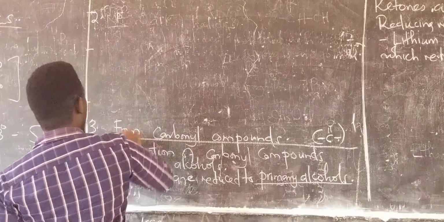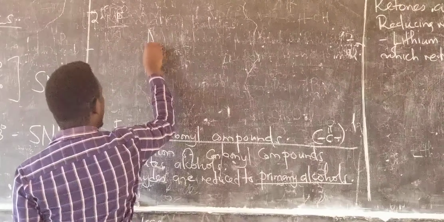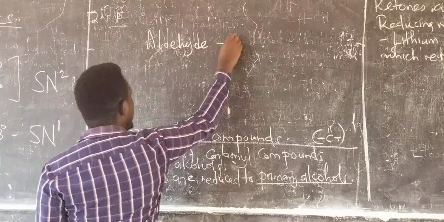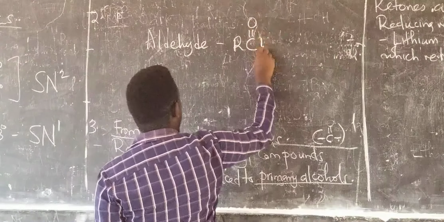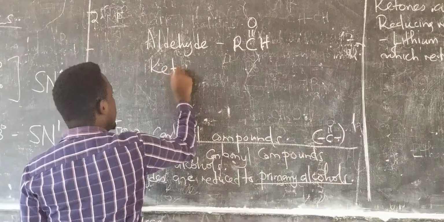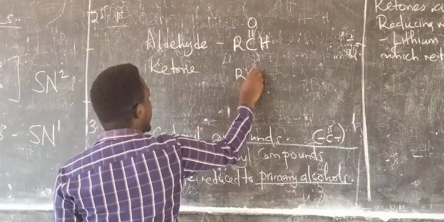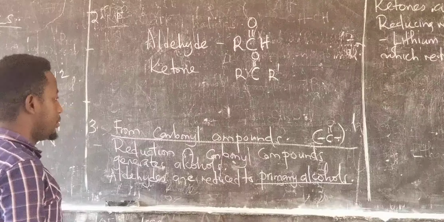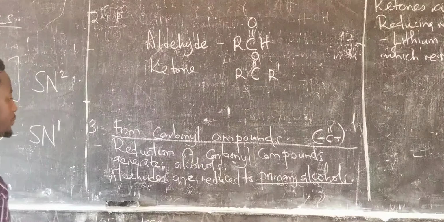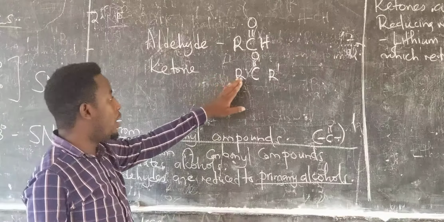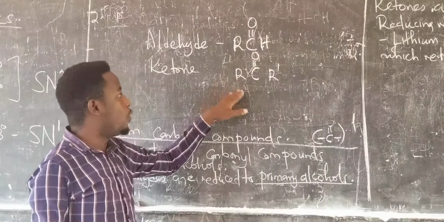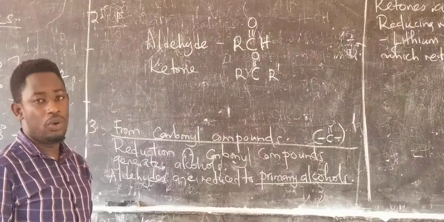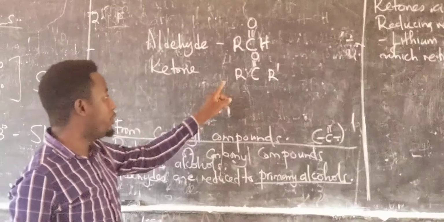What do I mean here? Of course, this is an aldehyde. An aldehyde has general formula RCHO, and then a ketone has a general formula R-C double bond O, then R prime. So what happens is that these compounds, this one here, when it is reduced, it's going to be reduced to what? To a secondary alcohol. Of course, you can see, this one will be reduced to a secondary alcohol.